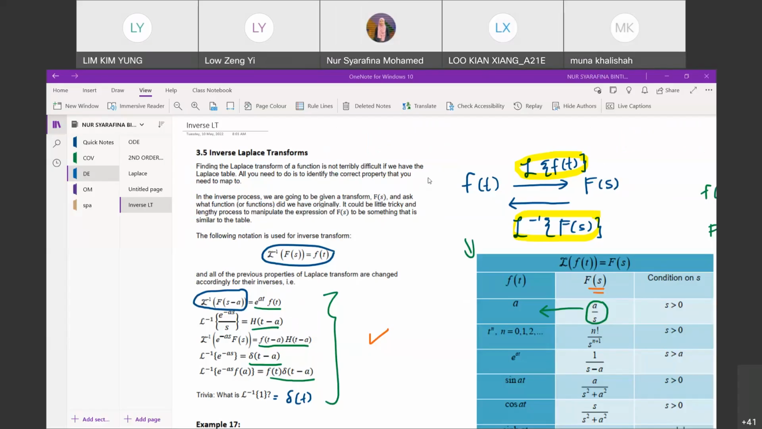With the inverse Laplace transform. Okay, so previously what we have done is transforming a function of t to a function of s, right? So we transform f in terms of t to its transform.